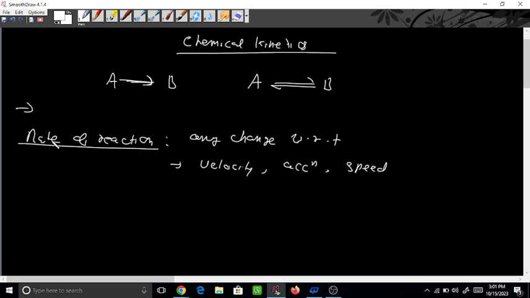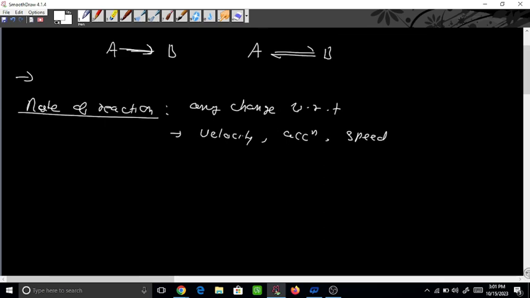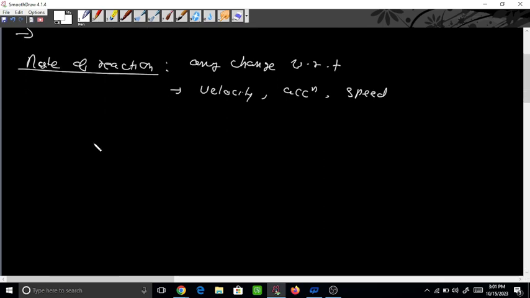So here also we will see the rate of reactions, something changing with respect to time. What kind of change will we see here? We can't see a molecule moving with any speed or velocity. But we see that the reactant is going into product. There will be some concentration of reactant and some concentration of product. As the reaction proceeds, there will be some change in the concentration of reactant and in the concentration of product. That change in concentration we will study.